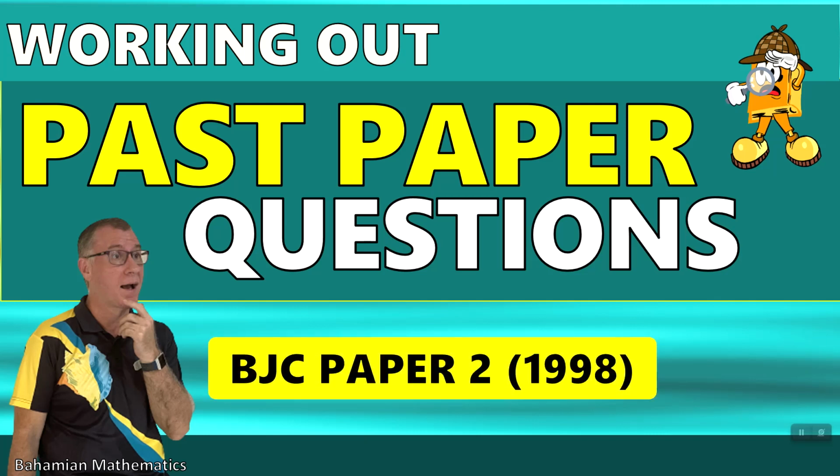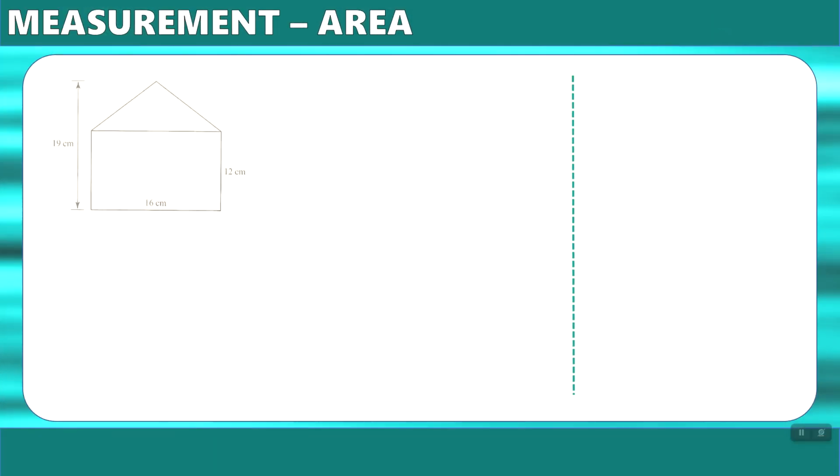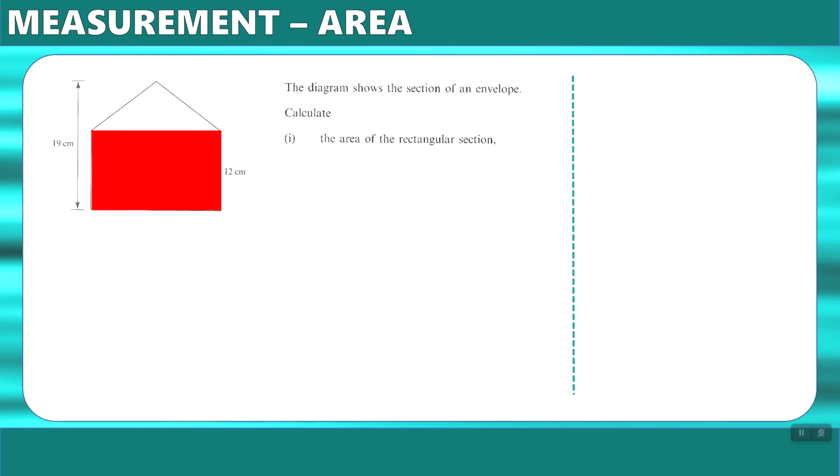Today we will be working out BJC Paper 2, 1998, question number 17. Let's take a look at that question. This is a measurement question, and here is the question. The first part of the question says, the diagram shows the section of an envelope. Calculate the area of the rectangular section. Now first of all, that's this section right here.